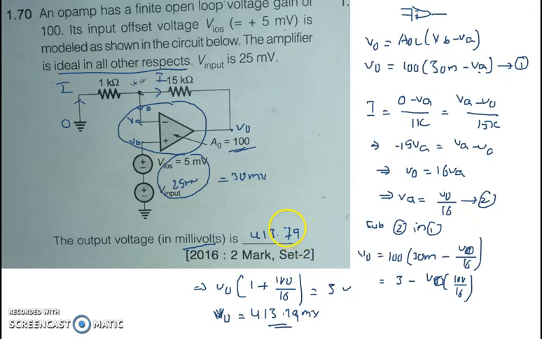Okay, so this is the way of solving such types of problems. One thing you have to keep in mind is that if the open loop voltage gain is given as some figure, then don't apply the virtual ground concept. If he has not mentioned anything about the open loop voltage gain, then you can take the open loop voltage gain as infinity. Now you can directly apply the virtual ground concept. So this is the way of solving such types of problems.